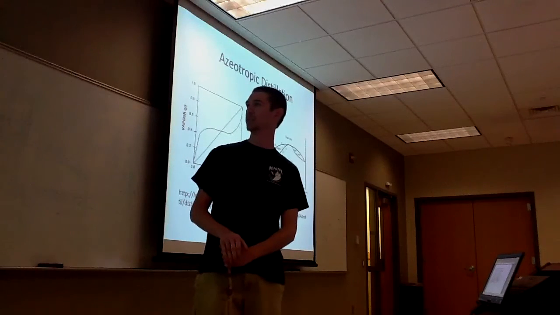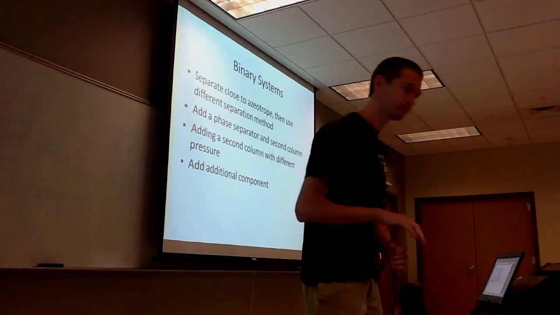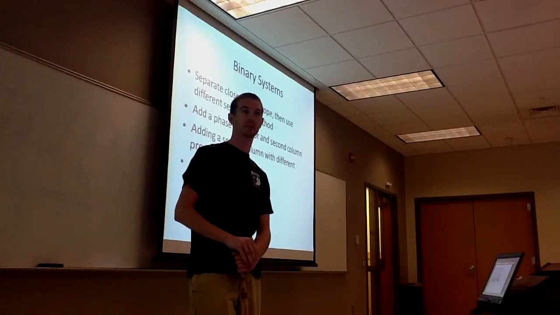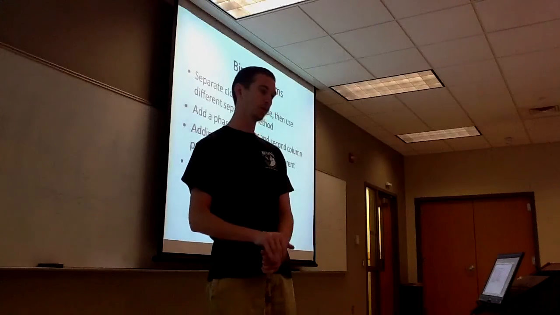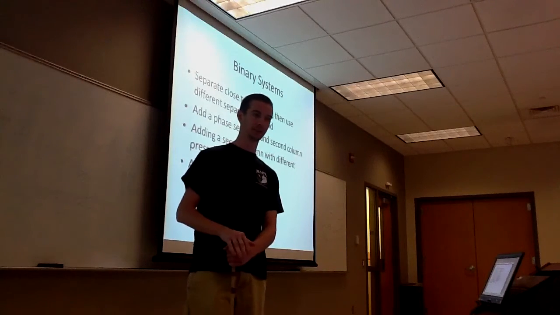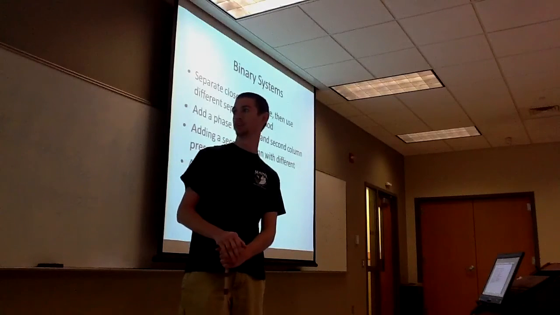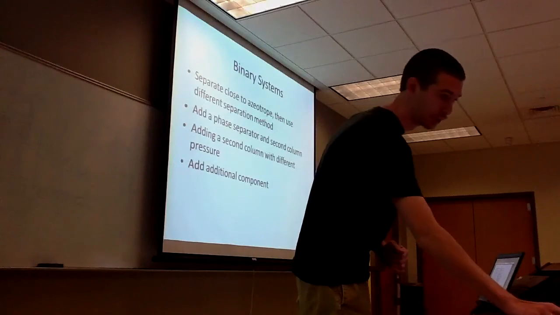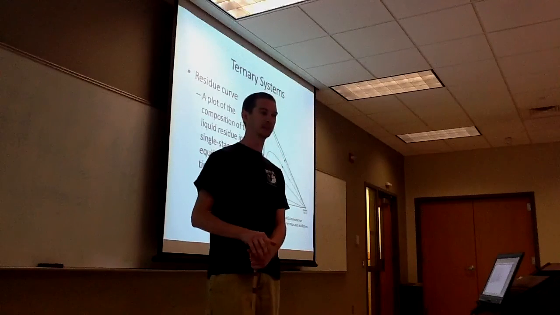So to solve this, you can do one of several things. You can separate close to the azeotrope and then use a different separation method to separate the rest of the material. Or you could add a phase separator in the second column. And you can also change pressures in the second column if the azeotrope is pressure sensitive. Or you can add another component to try to break up the azeotrope. And adding another component gives you a ternary system.